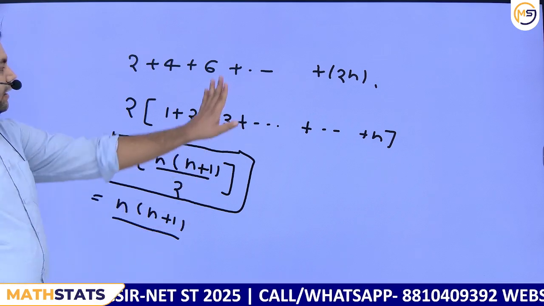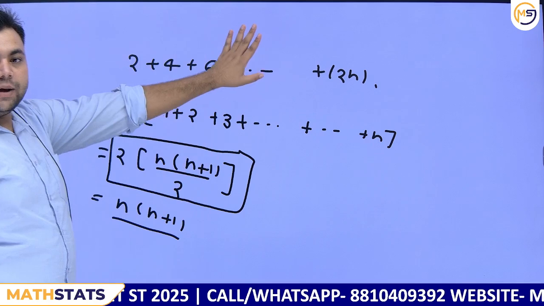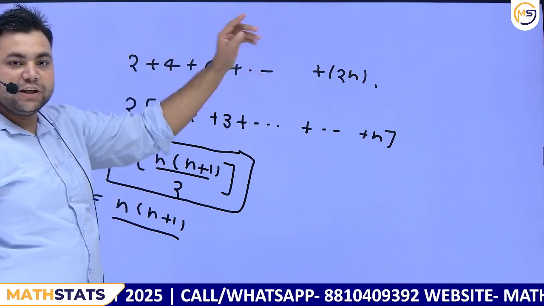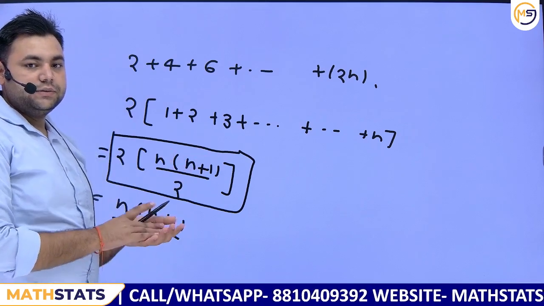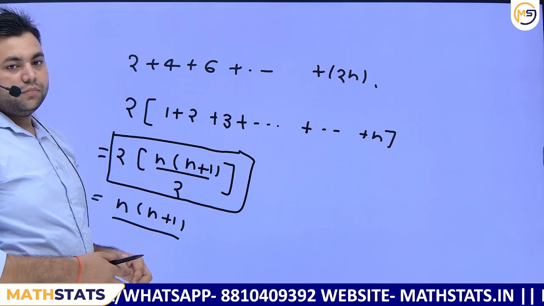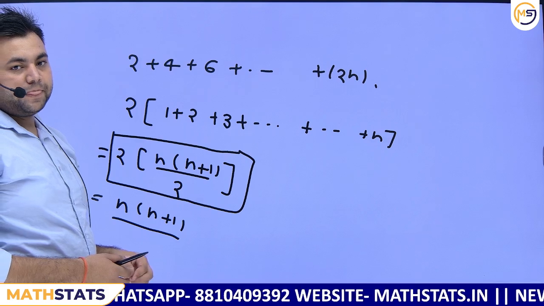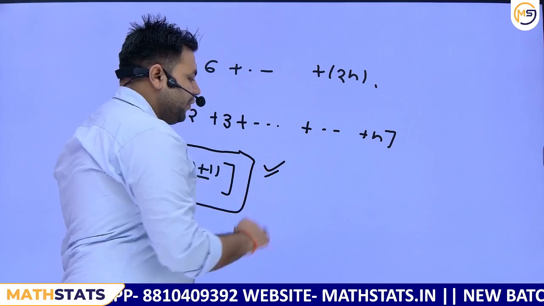समझ में आया? अगर 2 + 4 + 6 so on 2n टर्म है, तो इसको आप कन्वर्ट कर सकते हैं ना, 2 कॉमन लेके इसको नेचुरल नंबर की सीरीज बना लीजिए, इस सम को फाइंड कर लीजिए. ठीक है, ओके, तो आई मूव टू फॉरवर्ड.